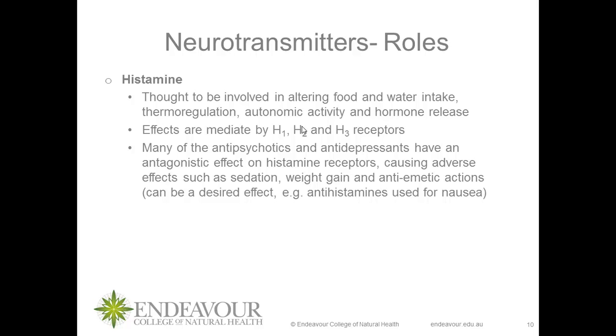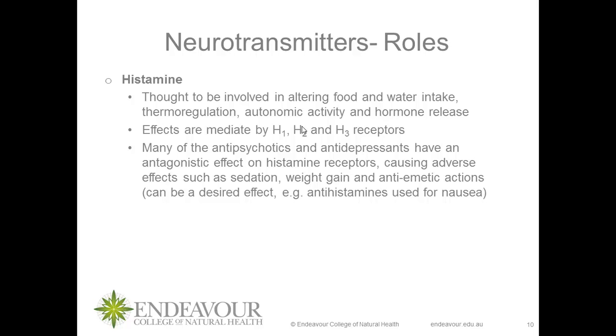Histamine might also be a neurotransmitter in the CNS. We know its receptors, H1, H2, H3. We believe it to be involved in altering food and water intake, thermoregulation, various autonomic activities, and hormone release. Also, histamine in the CNS might be associated with causing nausea. Antiemetics might be used to treat nausea. They might be having their action in the CNS where they're affecting levels of histamine as a neurotransmitter.